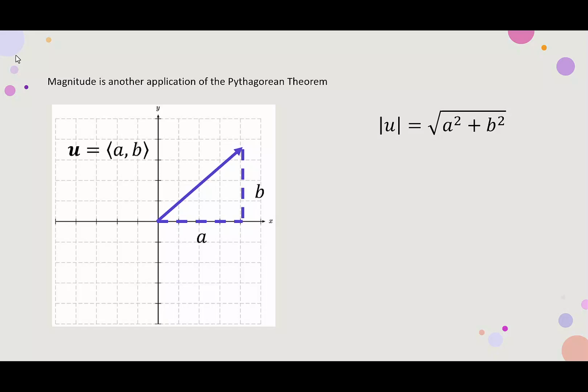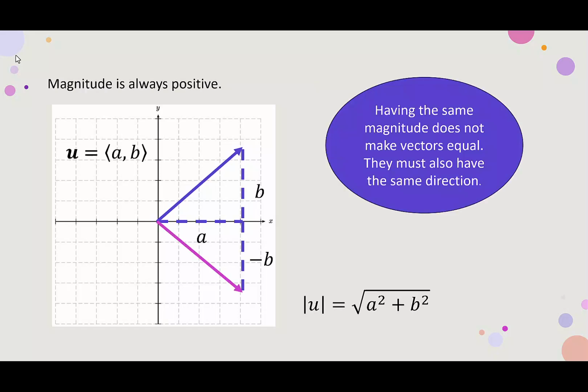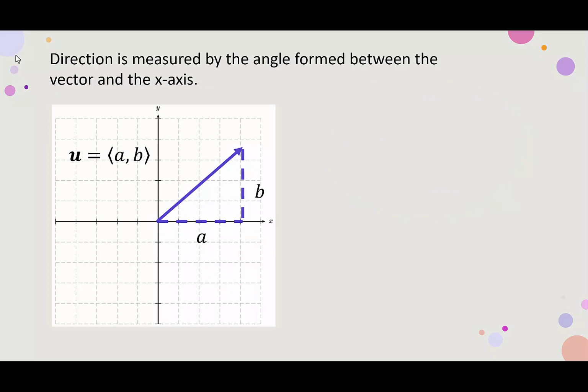Vectors are equal when they have the same magnitude and direction. Don't be fooled by vectors that have the same magnitude. Having the same magnitude does not make the vectors equal. They also have to have the same direction. We know from the study of trigonometry that we could have the same magnitude in every quadrant of our plane. So we have to make sure that our direction is also the same before we say that two vectors are equal.